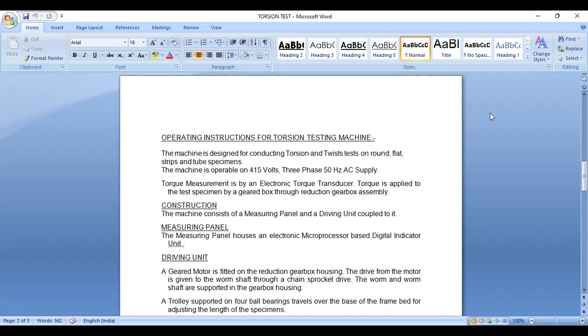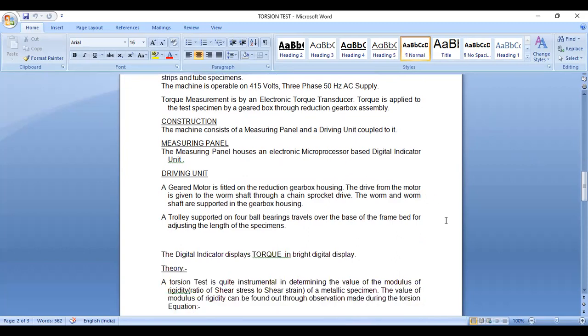Now, what is the driving unit here? The driving unit is a geared motor, fitted on a reduction gearbox. The drive from the motor is given to the worm shaft through a chain sprocket drive. The worm shaft is supported on the gearbox housing.